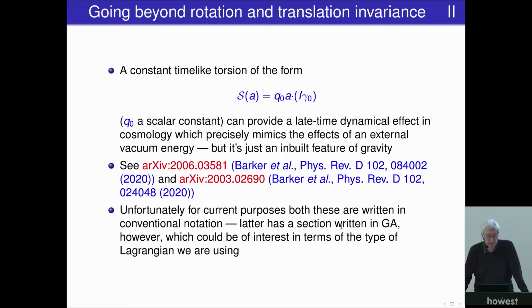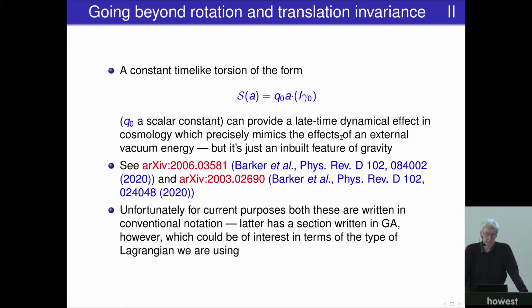But you find in this approach here that if you have a constant time-like torsion of this form here, so the bivector field S of the vector A is A dot I gamma naught, right? This is a trivector, so A dot that is a bivector. Q naught's just some scalar constant. This can provide a late-time dynamical effect in cosmology, which precisely mimics the external vacuum energy.